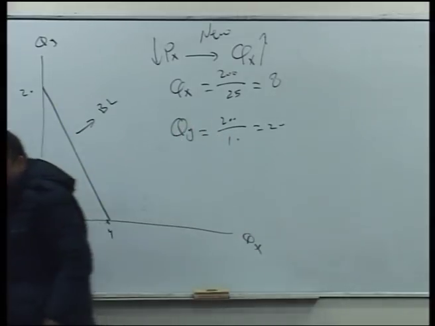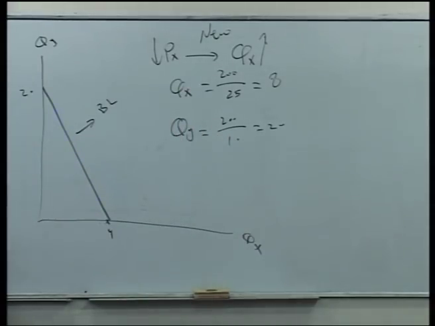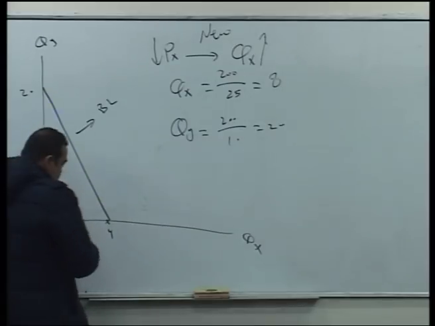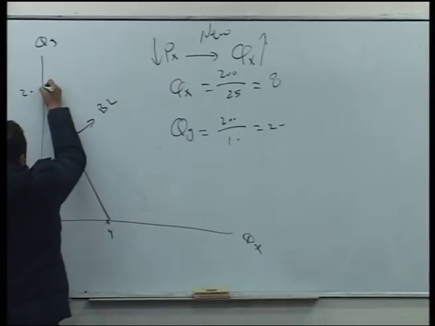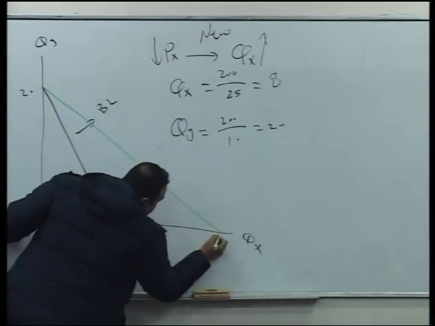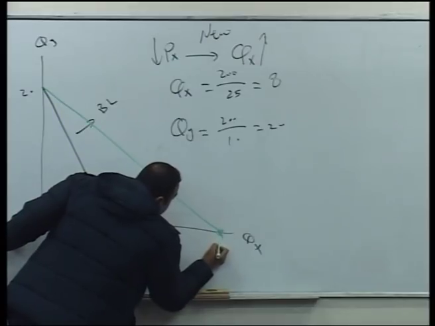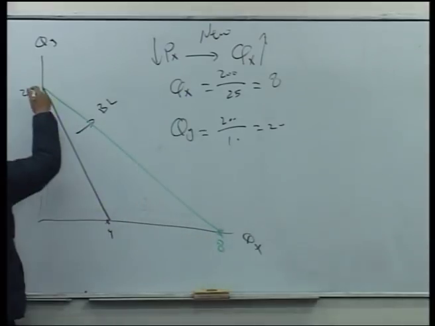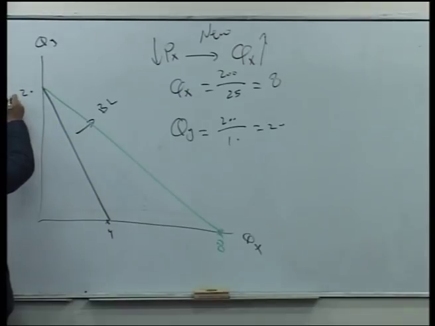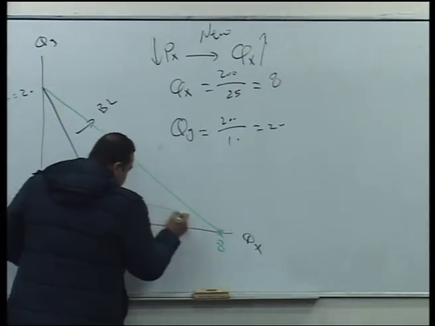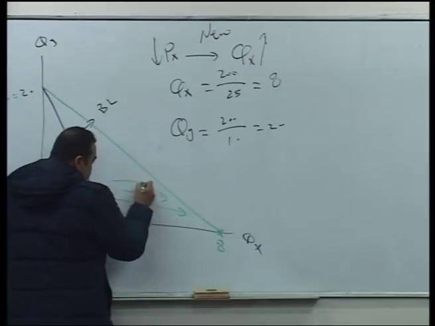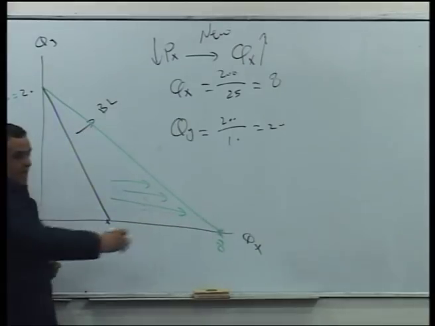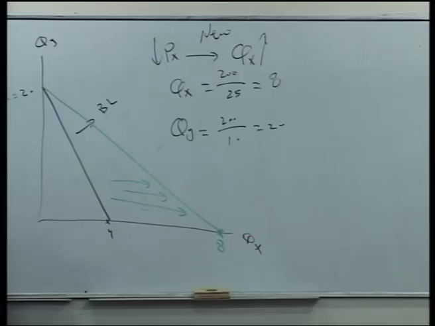So we have a new budget line with an increase in the quantity of X. Here, the new quantity of X equals 8, and the quantity of Y equals 20, the same amount. All right? So here we have a rightward shift of the budget line, outward toward X. All right?